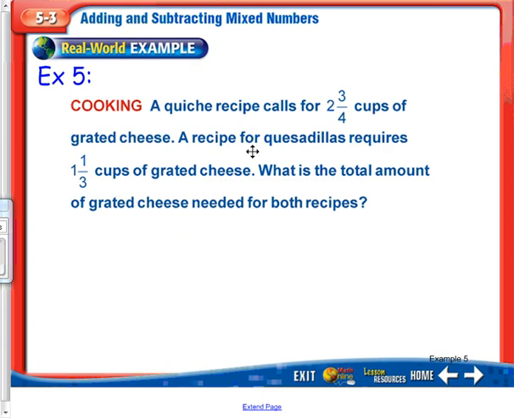All right, for example number 5, a quiche recipe calls for 2 3/4 cups of grated cheese. A recipe for quesadillas requires 1 1/3 cups of grated cheese. What is the total amount of grated cheese needed for both recipes? Okay, when they talk about a total amount, we're going to add those two, so 2 3/4 plus 1 1/3. Do I have a common denominator? No. Again, we had a problem like this earlier.